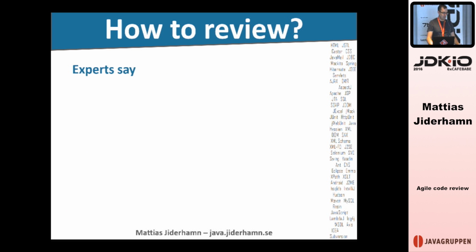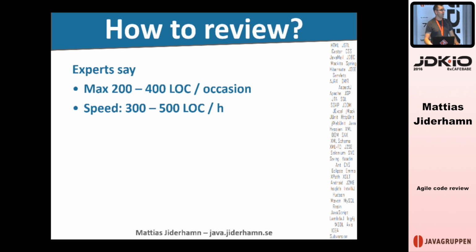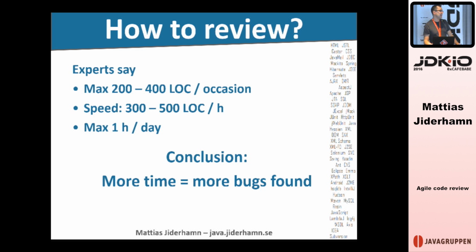How then should we do the code reviews? Well, the experts say that we should try to review a maximum of between 200 and 400 lines of code per occasion when we do code reviews. And we should try to do it at a speed of between 300 and 500 lines of code per hour. They suggest that we spend a maximum of 1 hour per day on code reviews. I might get back to that later on. And the conclusion anyway is that the more time that is allowed for code review, the more defects we will be able to uncover in the process.